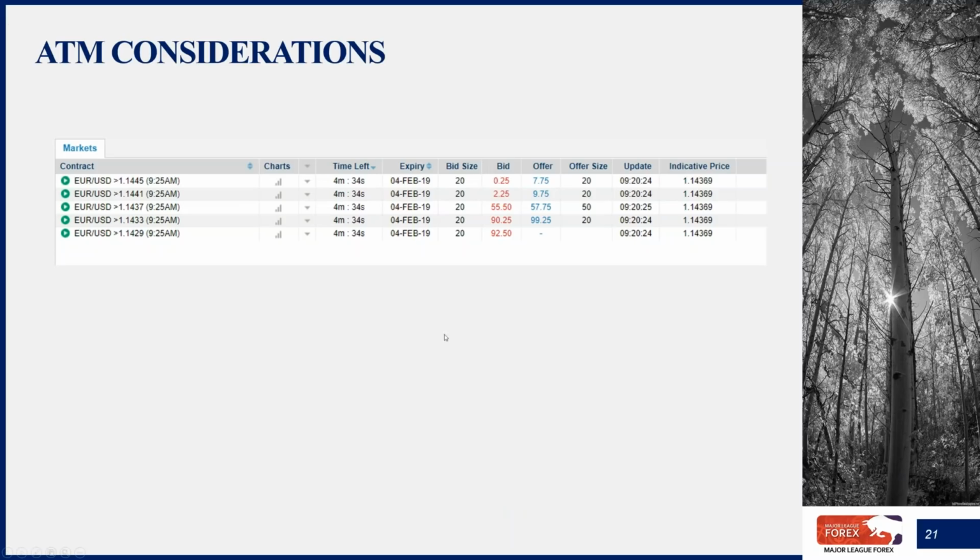So this is just a screenshot from February 4th. Can't believe it's 2019. And this is about 26 seconds after the binary printed. Now this is labeling the 5 different strikes. You can see that this was at 9:25. So the euro has that 4 pip difference, from 14.45 to 14.41, that we need to overcome here. Now, if we look at this strike right here, this would be the at the money. The indicative value is 114.369, and the strike is 114.37. Okay, so we are at the money.